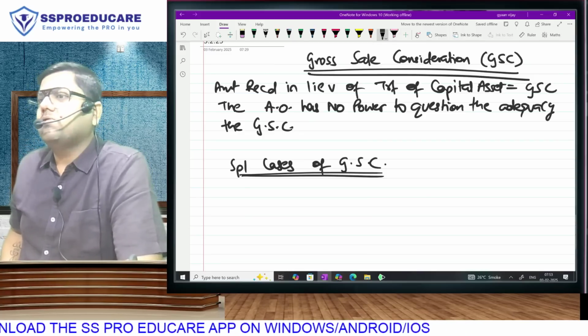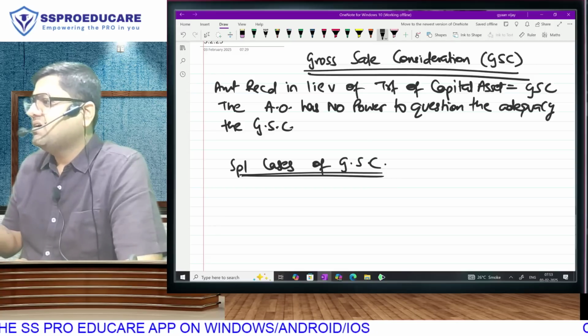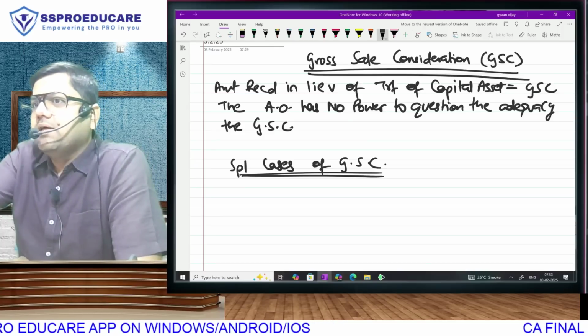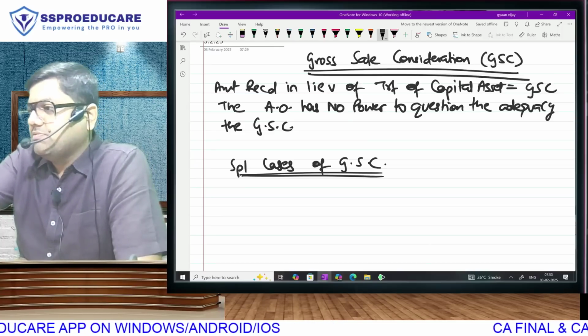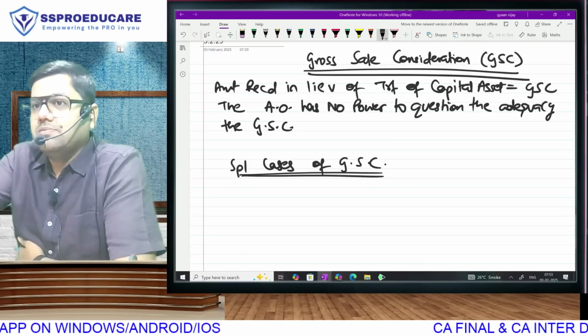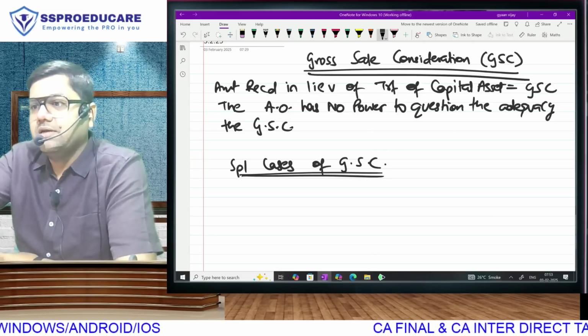Supposing I have sold my residential house. Is that a capital asset? A personal immovable. Is that a capital asset? Yes. Against that, you have paid me a certain amount. The question is, can the assessing officer question that amount? Why have you sold it at a lower price? The line that is written here is saying, no.